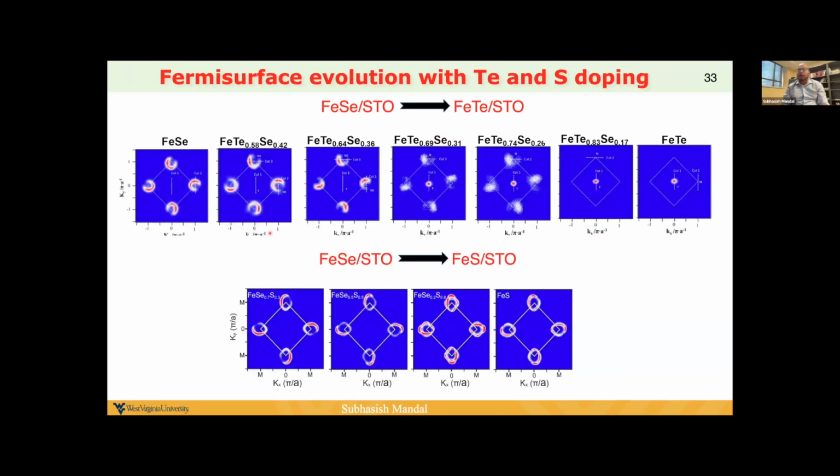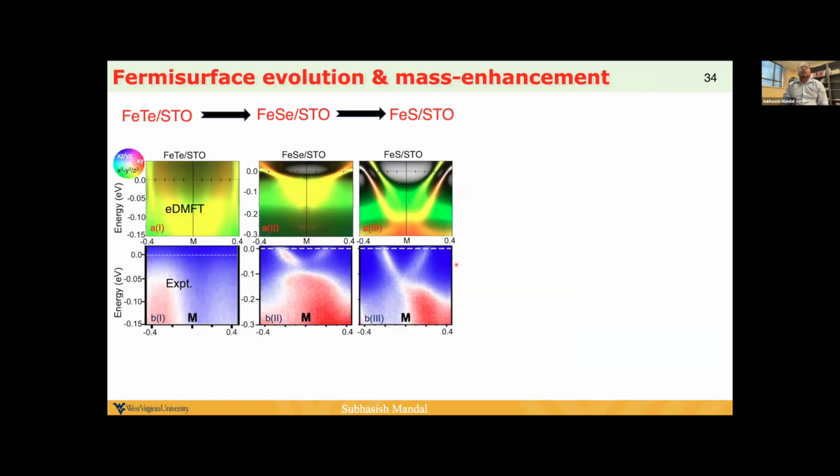There are ARPES also done. The ARPES looks a little interesting. With FeSe monolayer, there is no hole pocket, as I was saying. And then with tellurium doping, apparently, again, the charge transfer happens. And with FeTe limit, there is no electron pocket. There's only hole pocket. With the sulfur doping, the Fermi surface doesn't change. There's only electron pockets. Now, if we compare the spectral function and the ARPES with these three extreme cases, we see that FeTe is quite correlated, and the correlation is kind of decreasing with the sulfur doping.